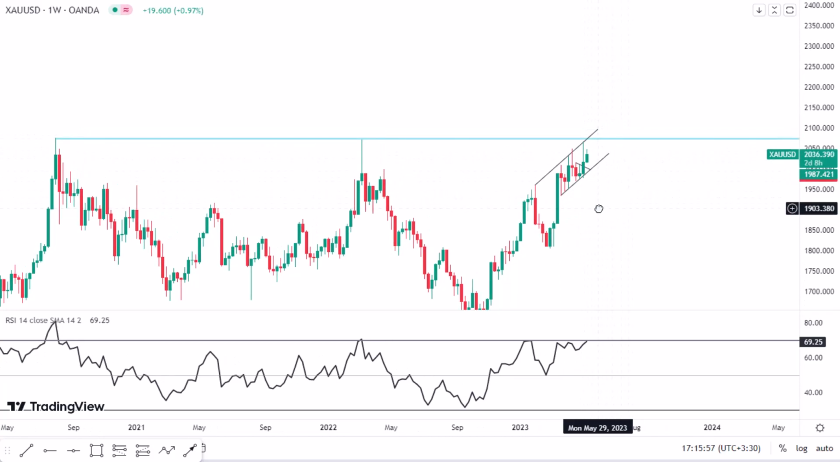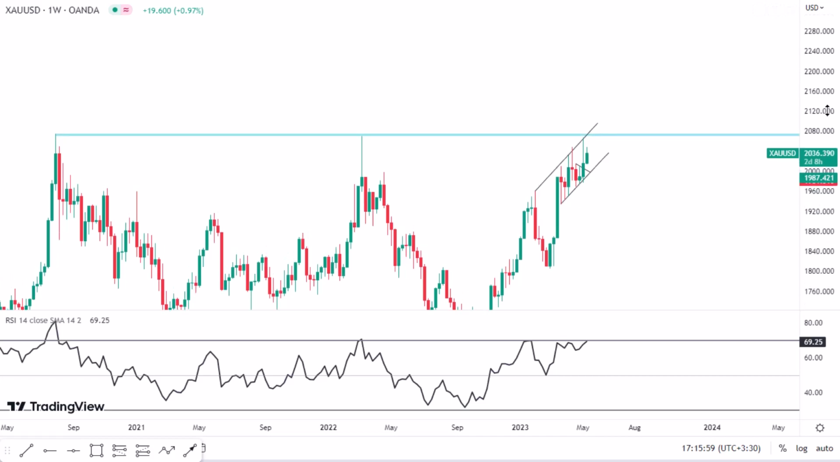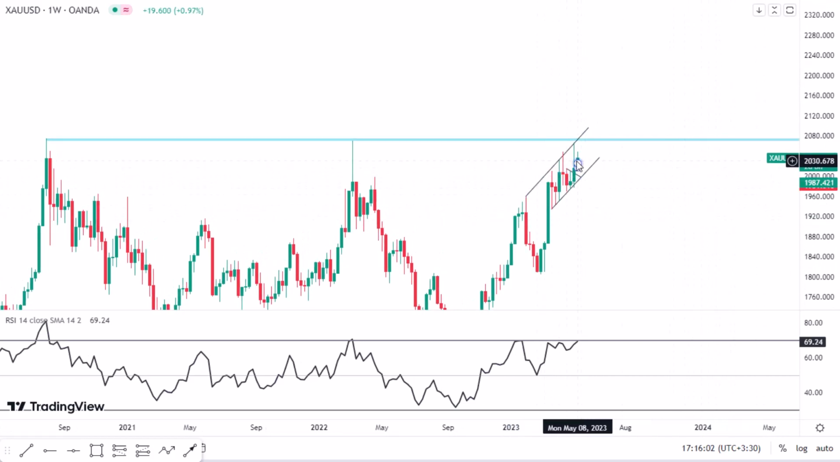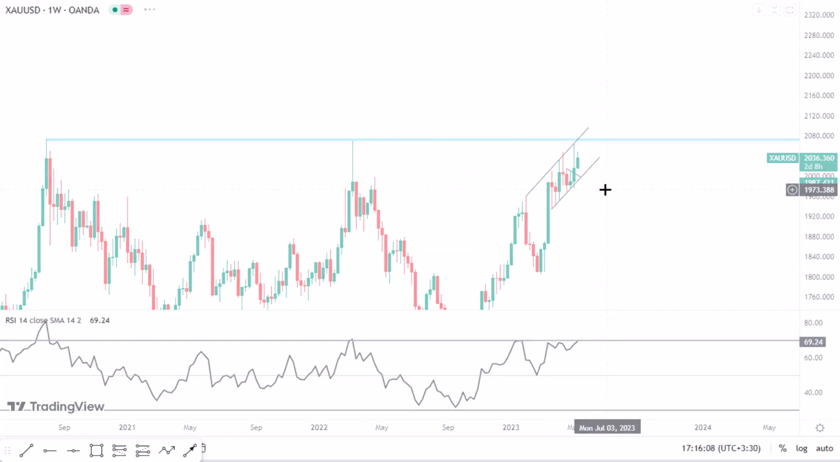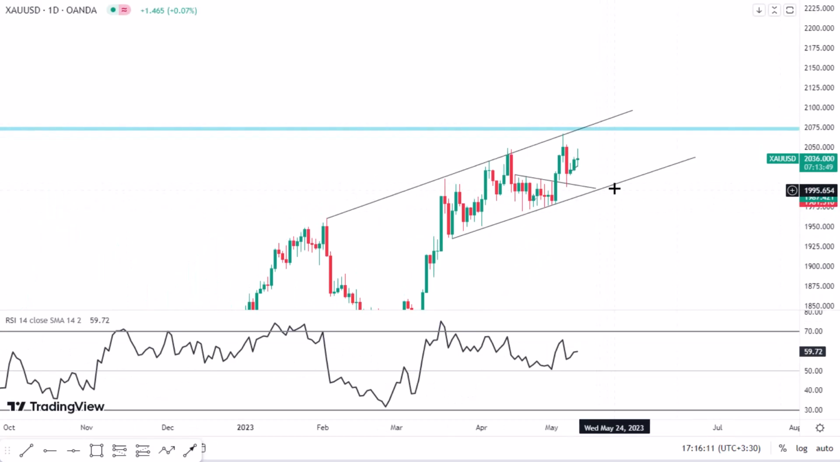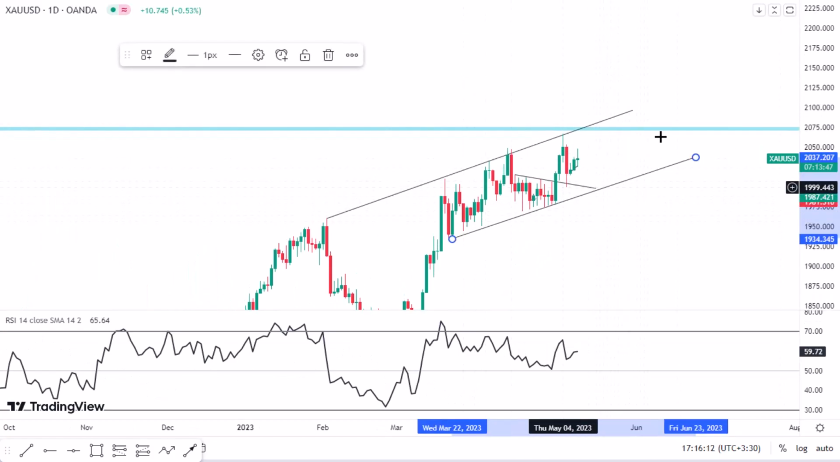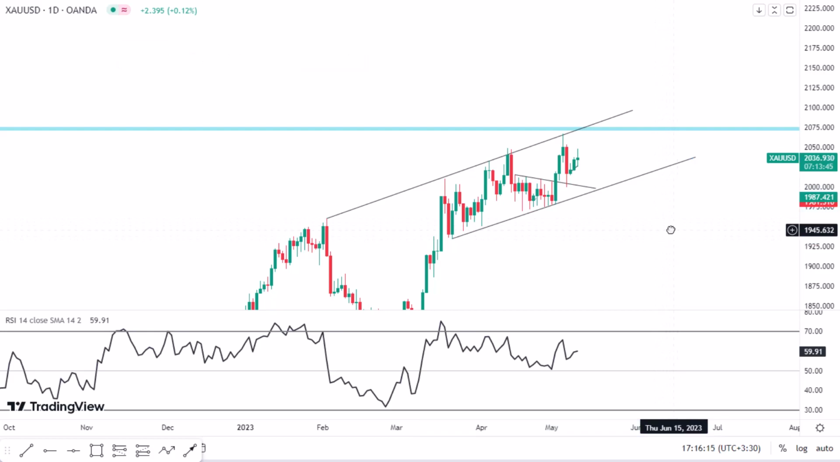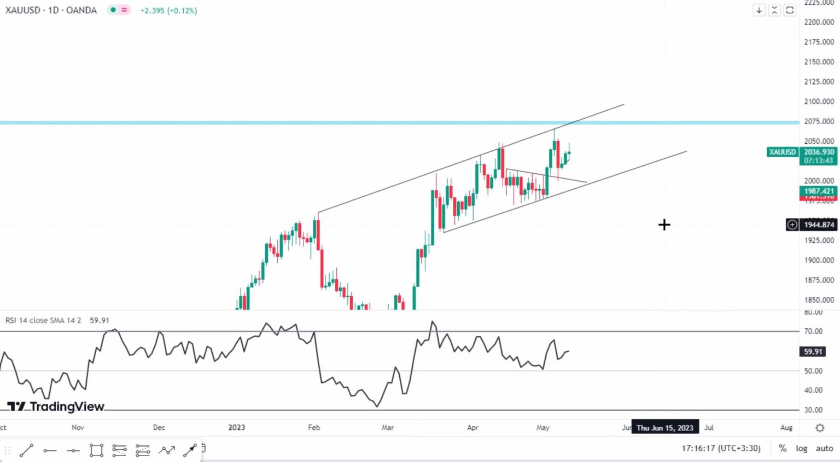If this week's candle can close with a shadow and a nice red candle, and if we check the daily time frame and our trend line, this one here, can be broken to the downside on the daily time frame, then we can actually enter a long-term sell position on gold.